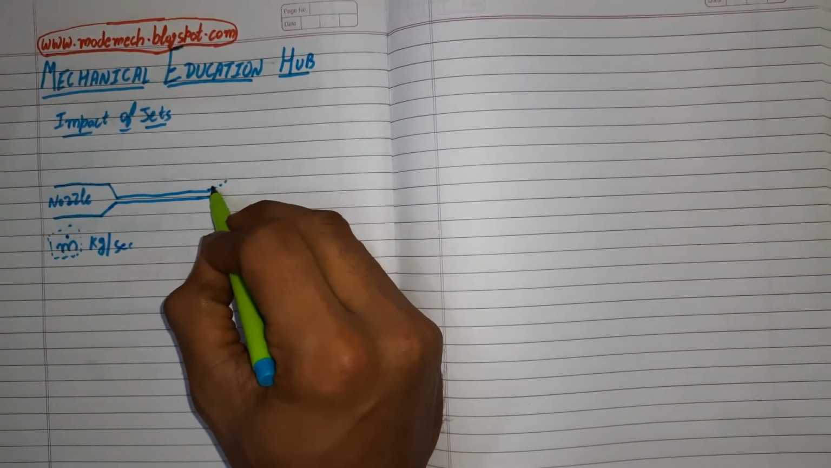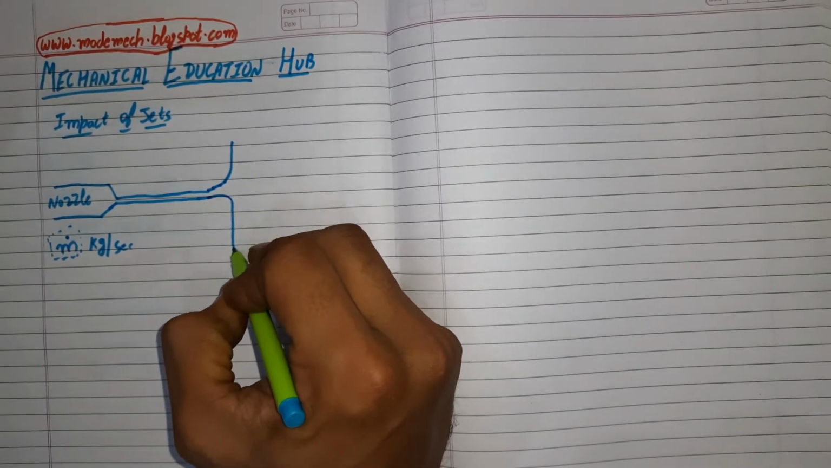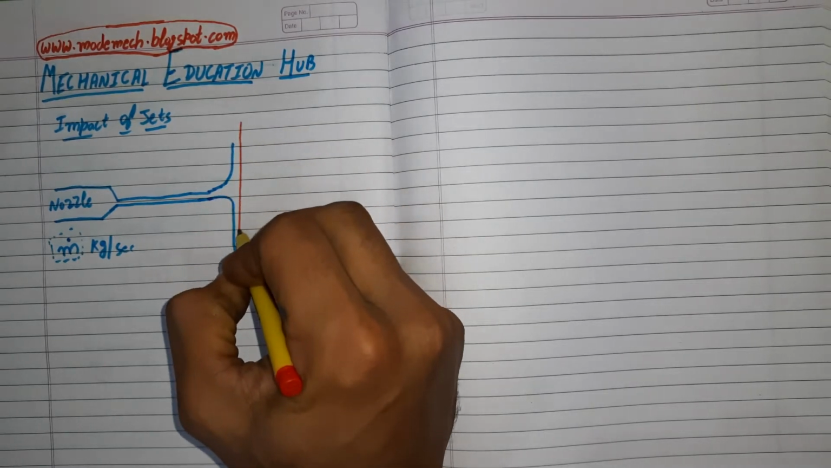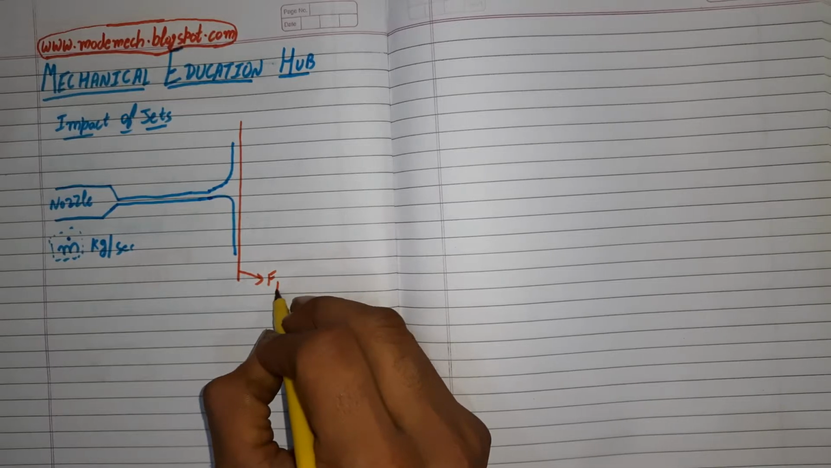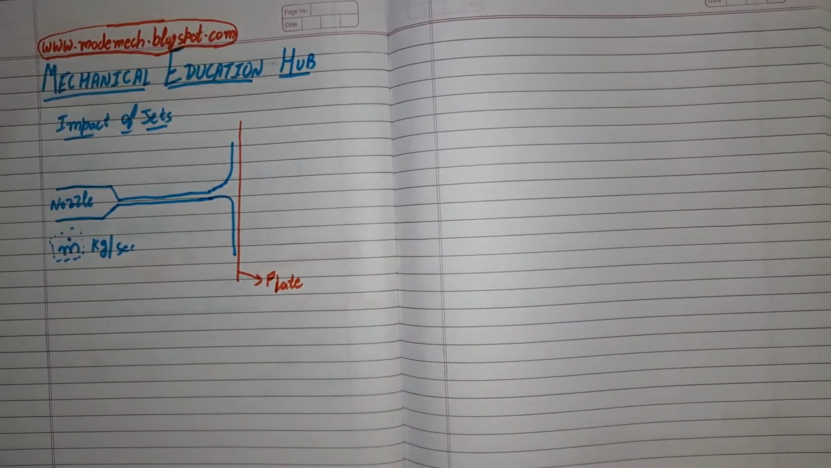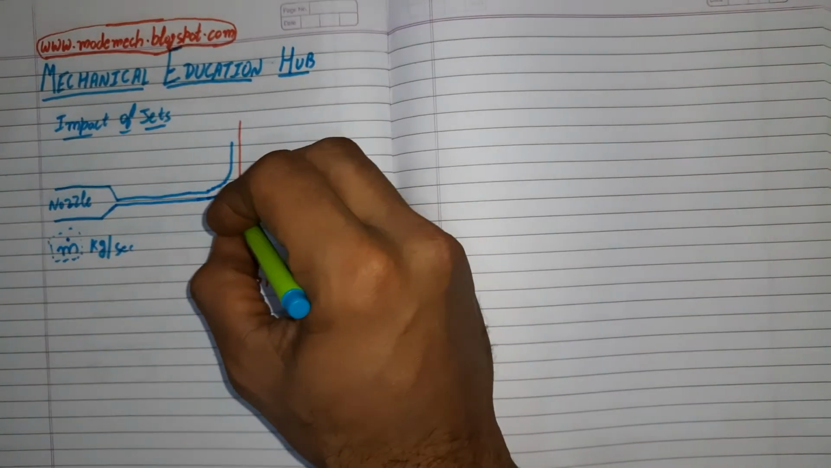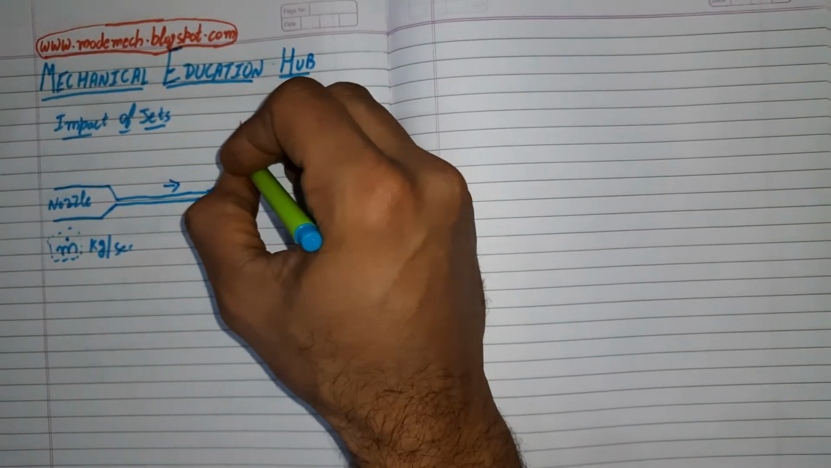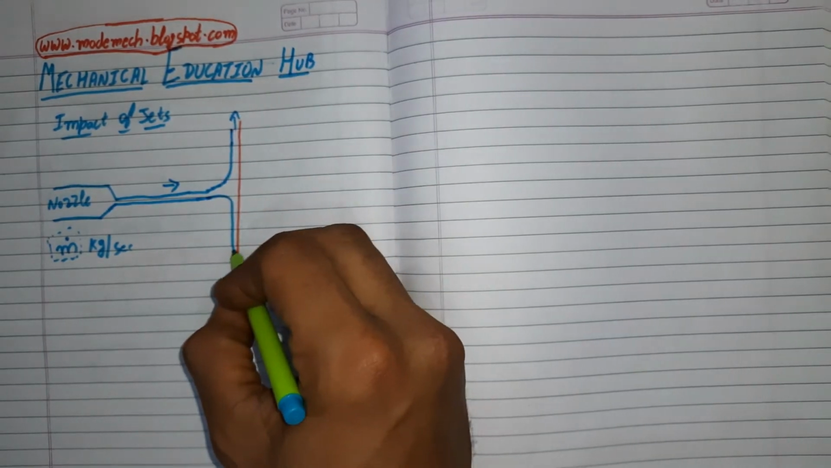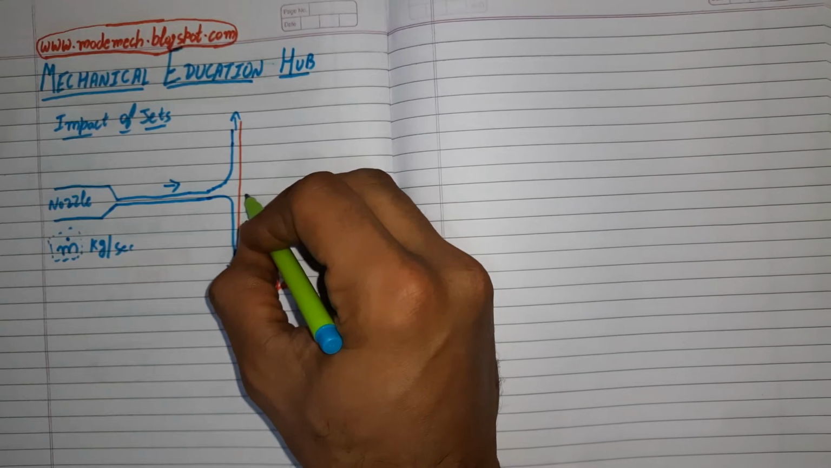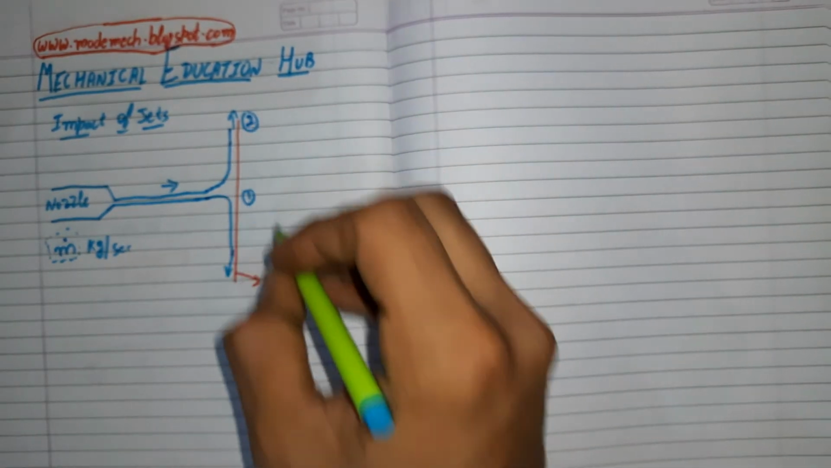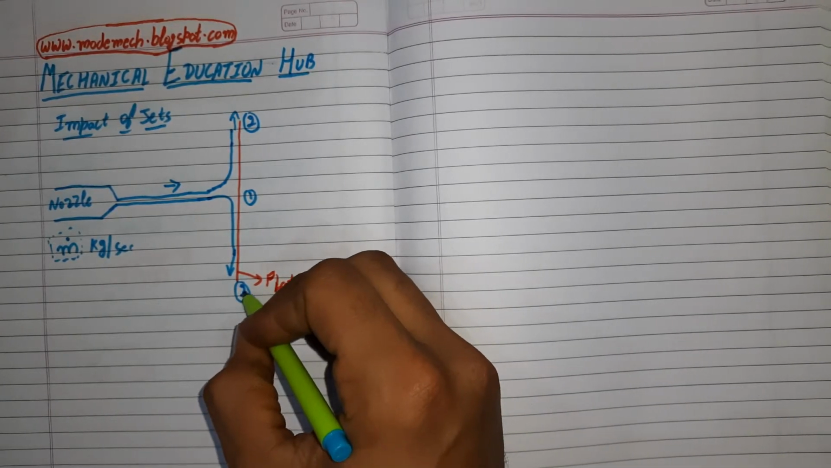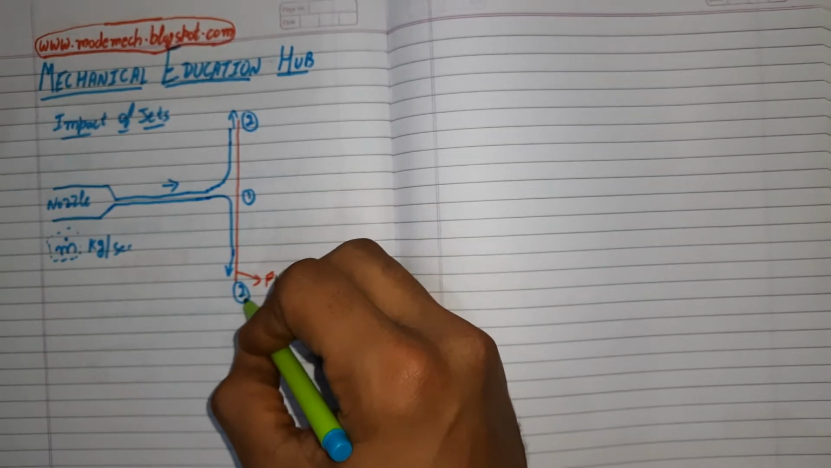Now from here this water jet strikes a plate. With this red color I have shown the plate. When this water jet strikes this plate, it splits into two equal halves. Let us consider point 1 to be the entry point of the water jet on the plate, and point 2 to be the exit point of the water jet from the plate.